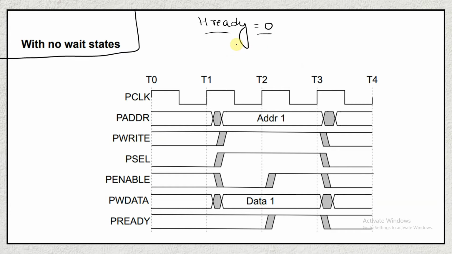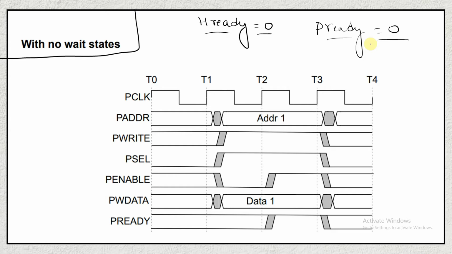Similarly, we are going to use the signal PREADY for knowing whether a wait state should be included or not. If PREADY is equal to 0, then the master is going to include a wait state. But if PREADY is equal to 1, then the master is not going to include any wait state.